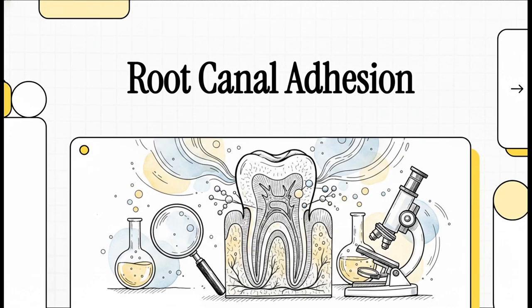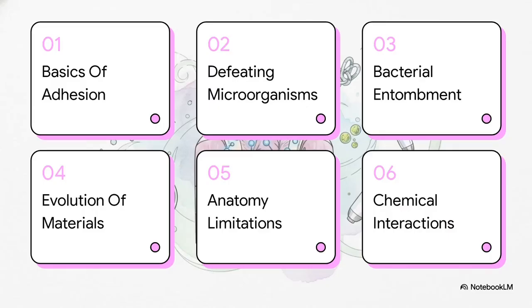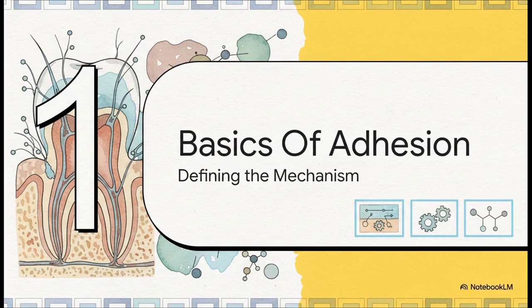So, let's dive in. Here's our syllabus for today. We're hitting 1. The basics of adhesion. 2. Defeating microorganisms. 3. Bacterial entombment. 4. The evolution of materials. 5. Root canal anatomy limitations. And 6. The absolute lifesaver, our chemical interactions cheat sheet. Starting right off with Section 1.